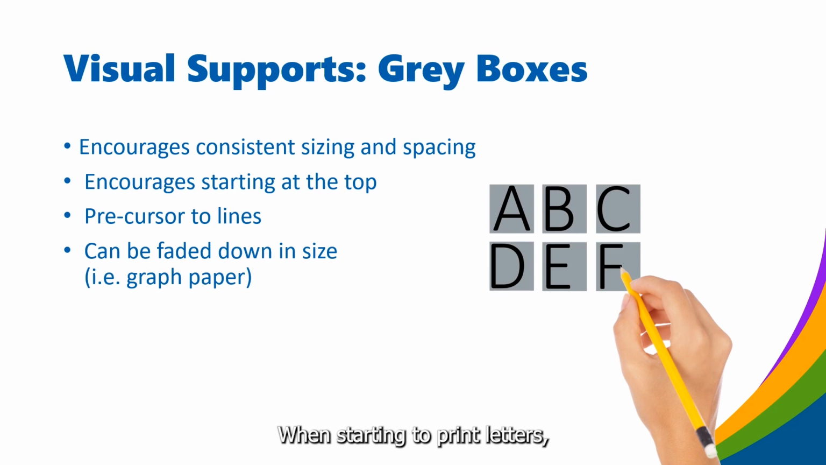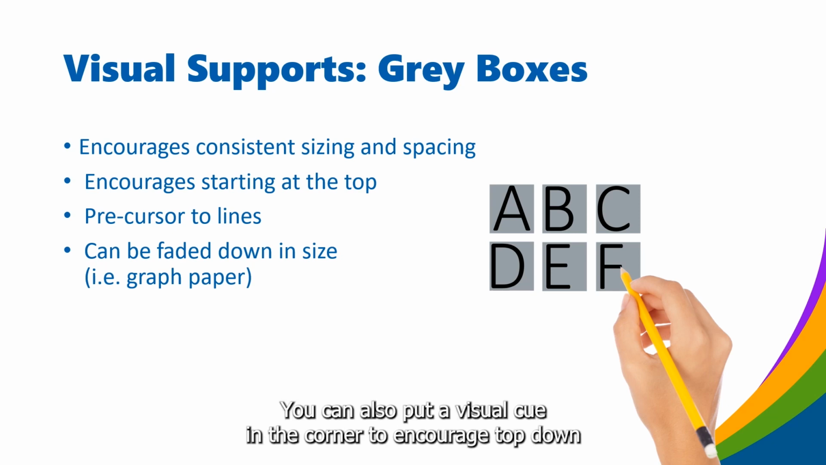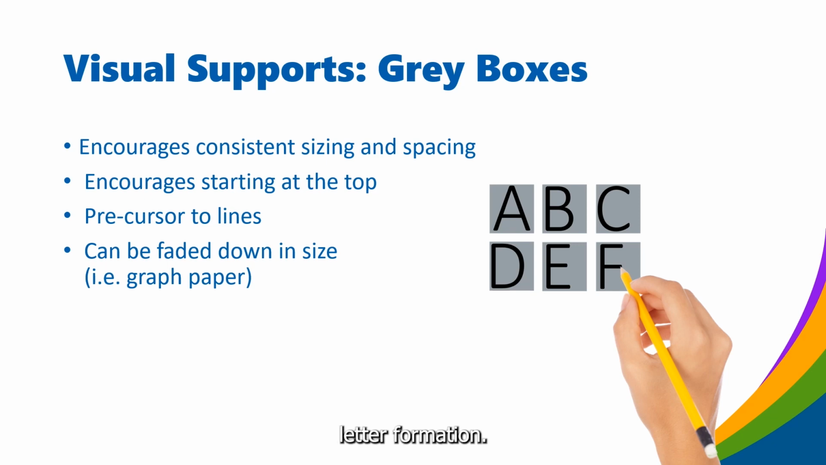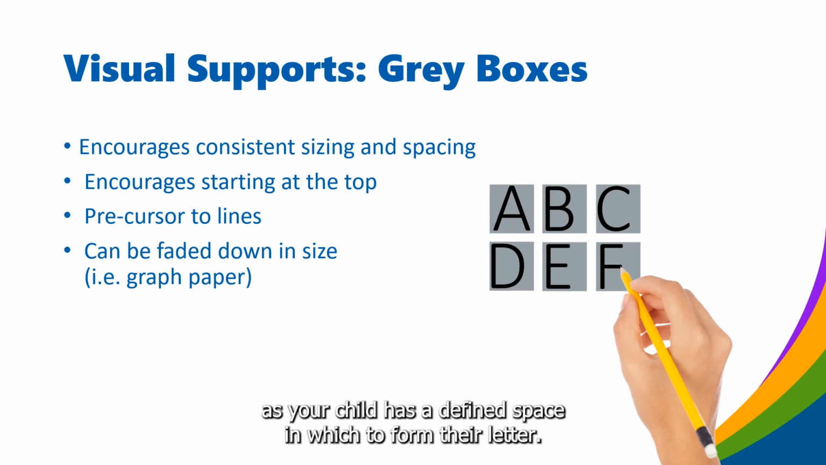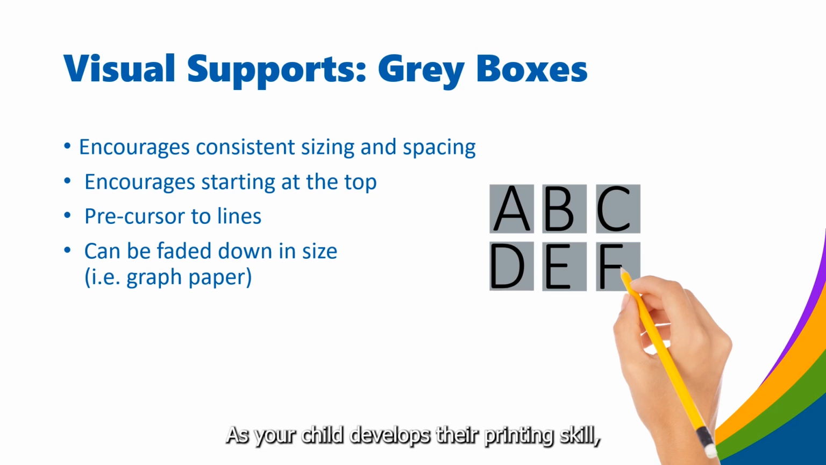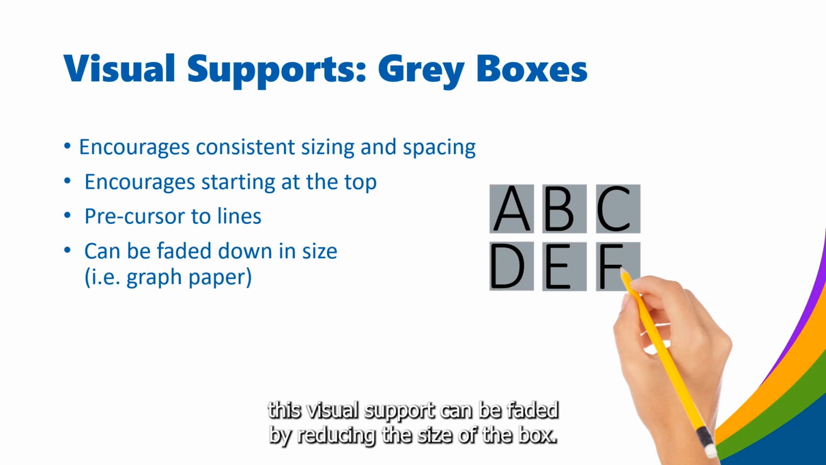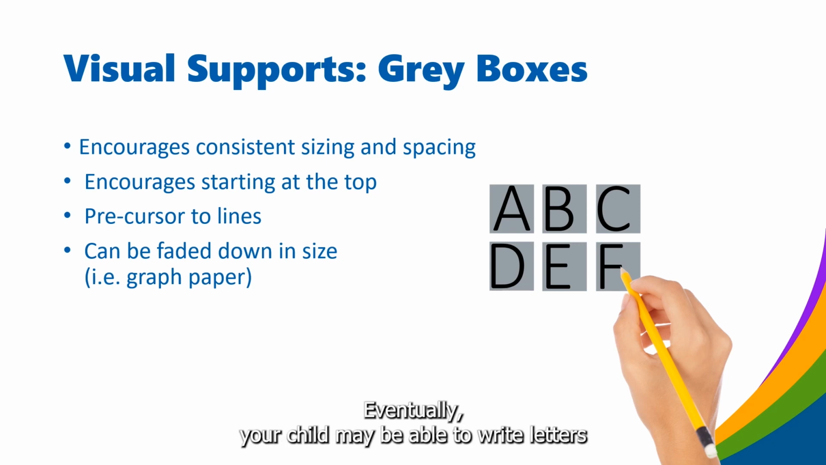When starting to print letters, it can be helpful to start with boxes instead of starting on lined paper. The use of boxes encourages consistent sizing and spacing. You can also put a visual cue in the corner to encourage top-down letter formation. Boxes act as a precursor to lines, as your child has a defined space in which to form their letter. As your child develops their printing skill, this visual support can be faded by reducing the size of the box. Eventually, your child may be able to write letters using graph paper or simple lined paper.